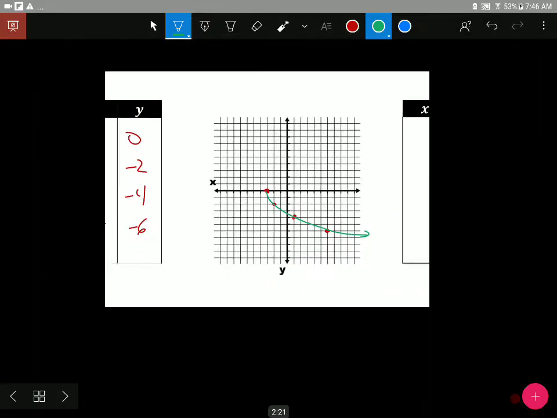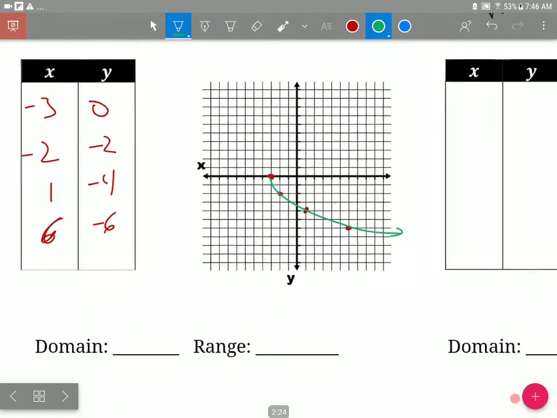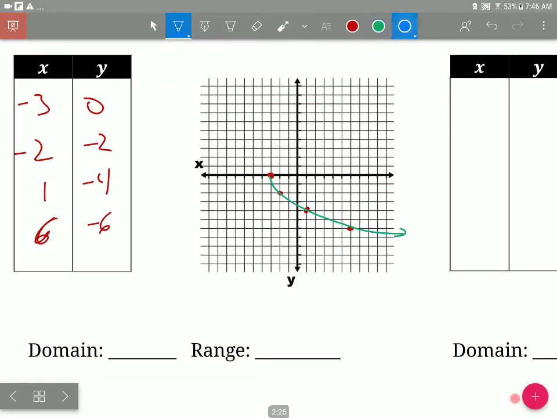Last thing it says, state the domain and range. Remember, domain is x values, range is y values. Well, your x's start right here and go to the right forever. So that's -3 to infinity. All right, and it gets a bracket because it's included.